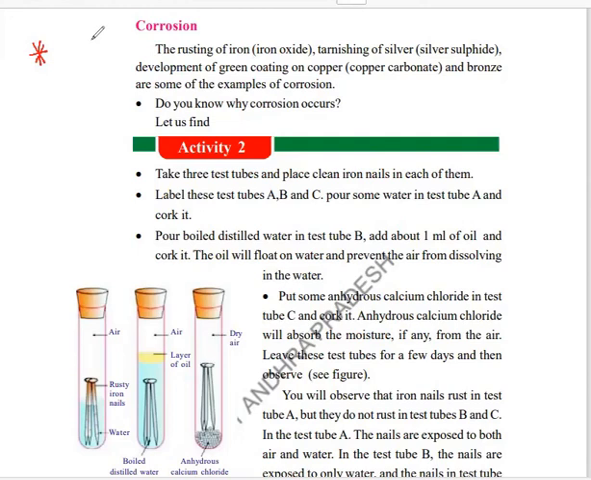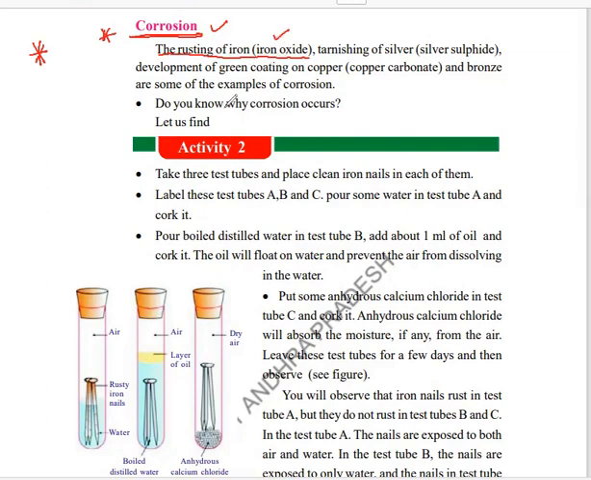Today we are going to discuss corrosion. This is a very important question in the metallurgy chapter. The question will be: how can you prove that air and water are essential for rusting, or that air and water are essential for corrosion? Corrosion means rusting of iron. We call it corrosion. After rusting, it turns into iron oxide.